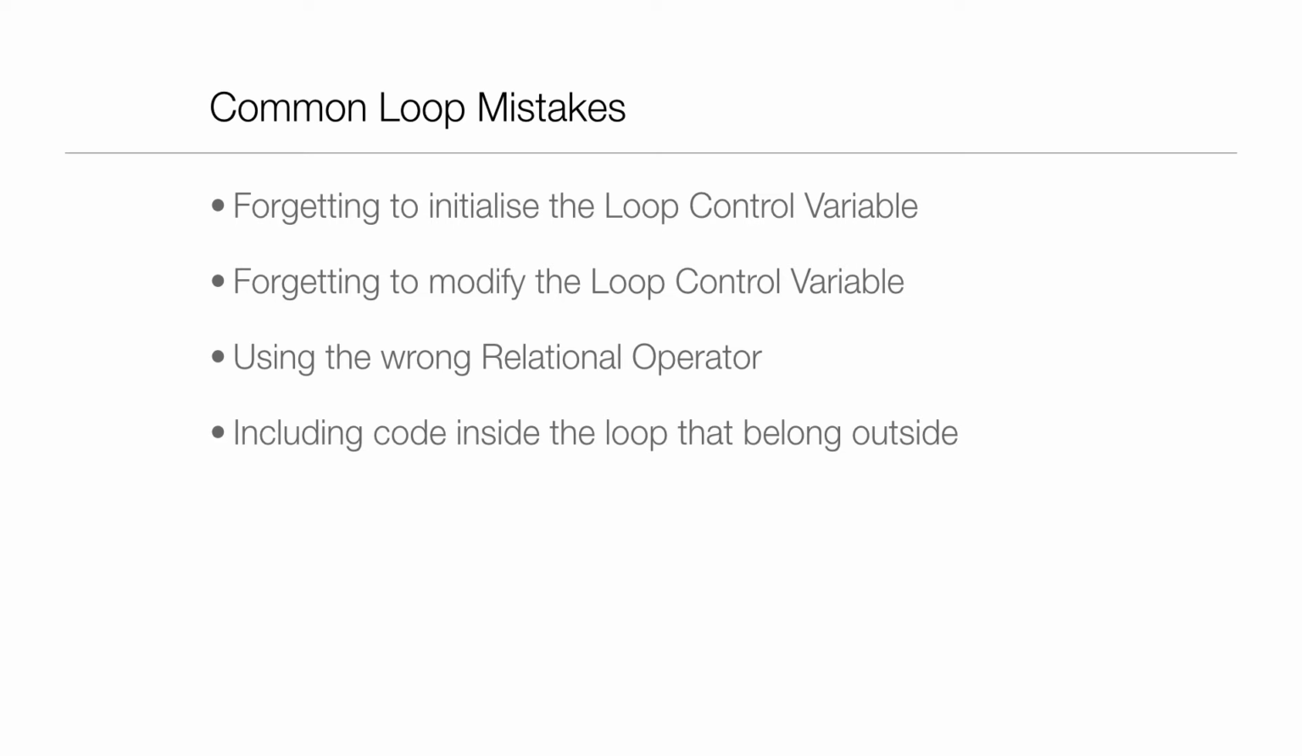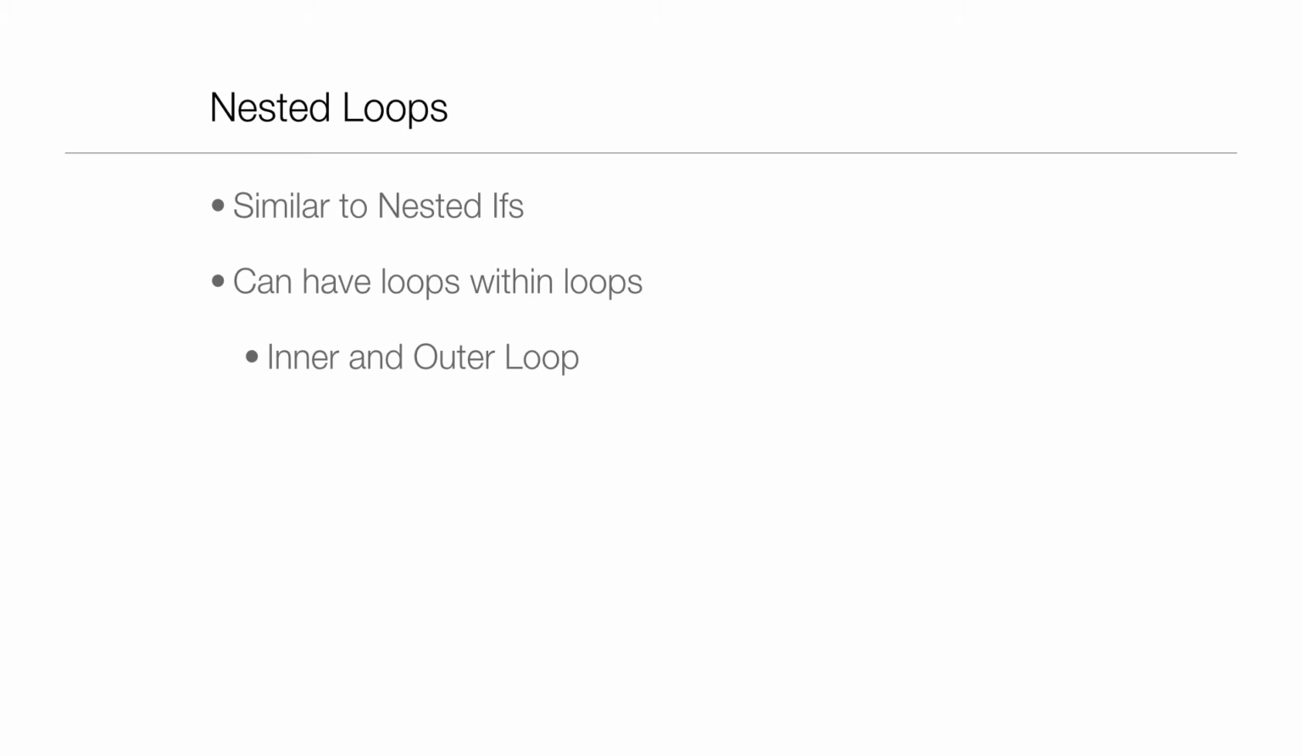Using the wrong relational operator, that's what I was talking about. Less than versus less than or equal to, or greater than or equal to, or even equals equals. So you've got to be careful about the differences there. And including code inside the loop that belongs outside, or vice versa. Basically, you put the brackets in the wrong spot. So really be careful about what code you want to be repeated quite often. So nested loops, similar to nested ifs.